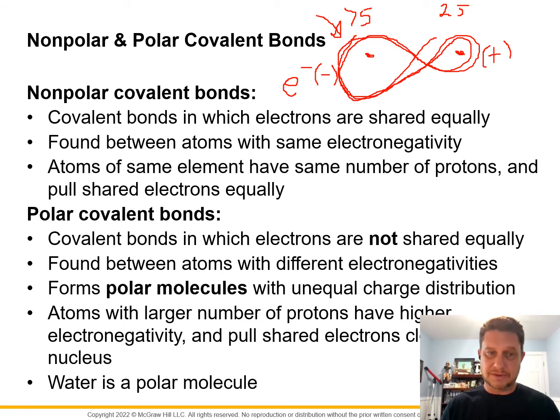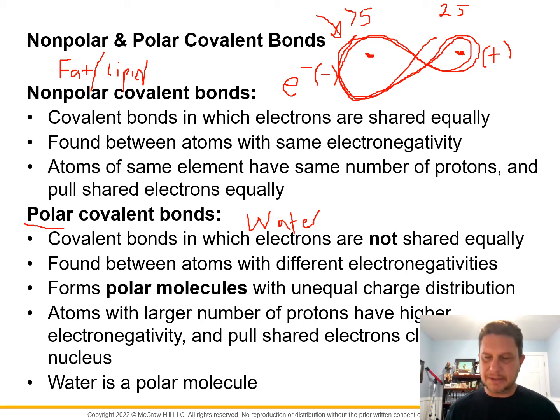Now, this polar covalent bond can then act kind of like an ion. It can start attracting to other things like little magnets. So one thing I want to bring up here, because if you can understand this a little, it will help: nonpolar covalent bonds in general are referred to as fat or lipid soluble compounds. Polar covalent bonds are called water soluble molecules. And there's a big difference in how they act.